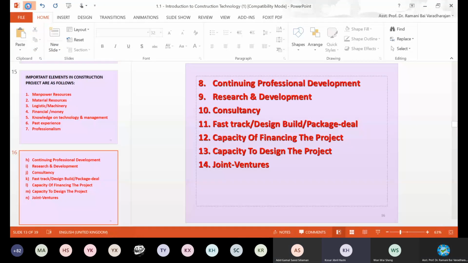What do you mean, like capacity to design the project? Capacity of what? You want test instead of project? No.